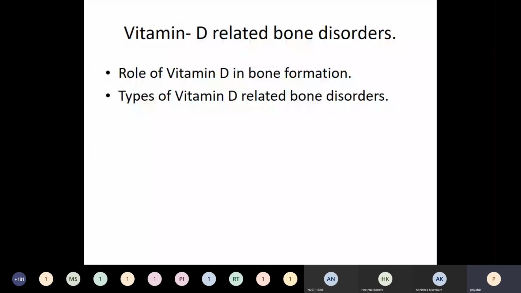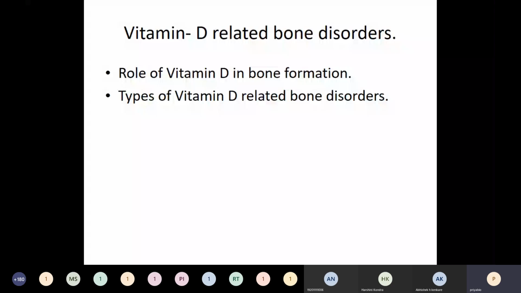And then you have to write the different types of bone disorders related to vitamin D, that is rickets and osteomalacia. First we'll go with osteomalacia, seen in adults. What you have to write is that there is insufficient mineralization of the bone, and increased osteoporosis is seen. Because of osteoporosis and decreased mineralization, they are prone to fractures.